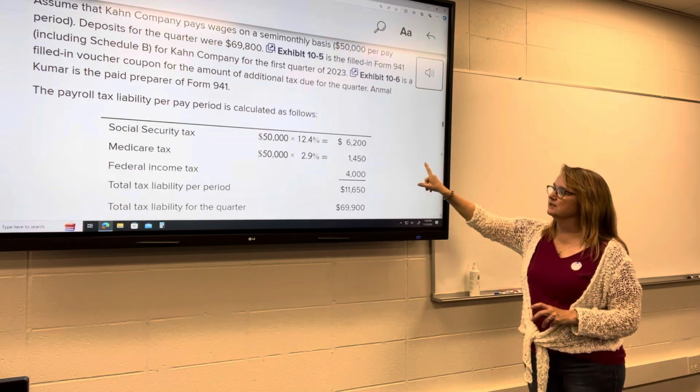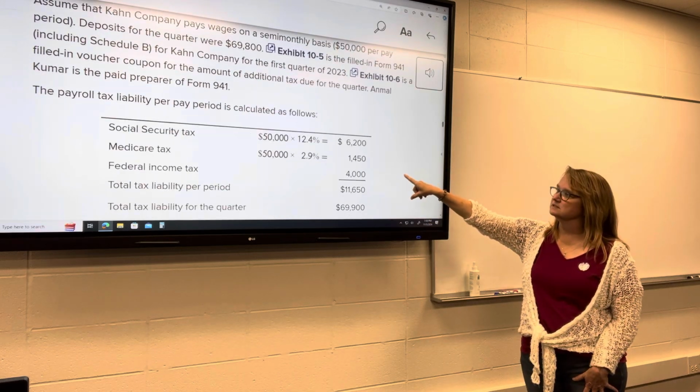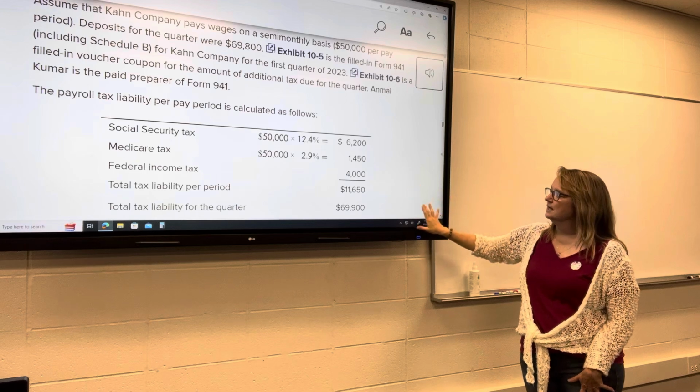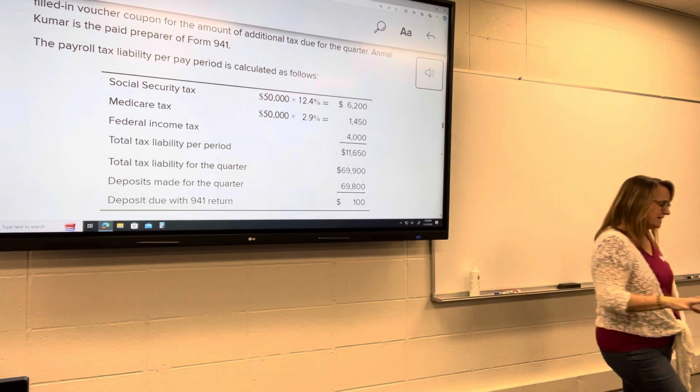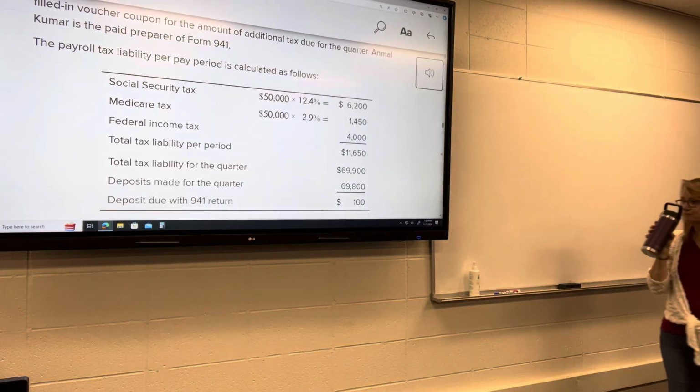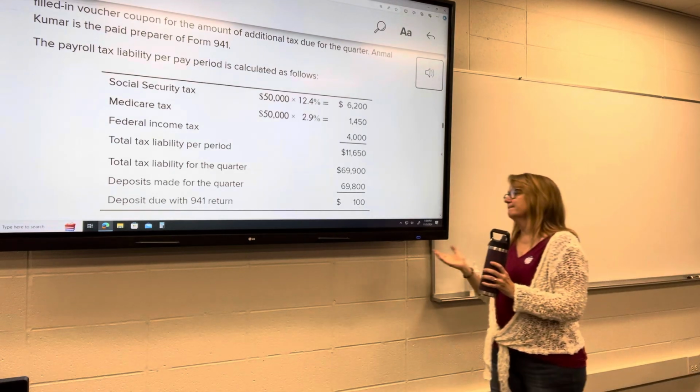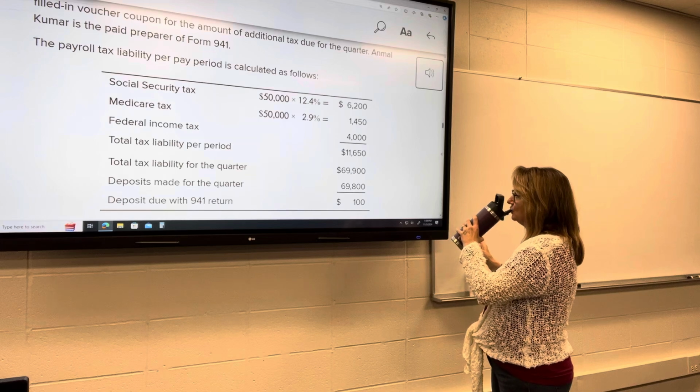So here are the calculations for the Social Security tax. This is per pay period. And this works really well when you've just got salaries and they don't vary at all. Of course, in reality, a lot of times that's not going to be the case.